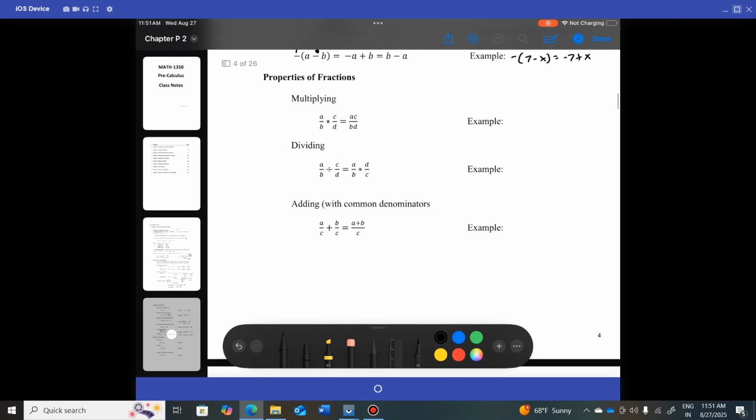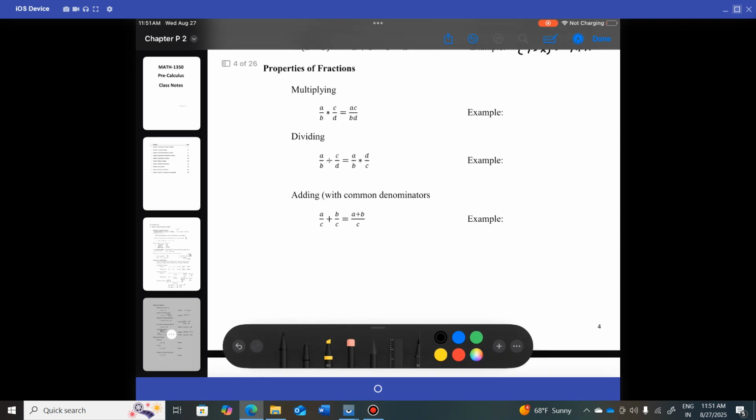All right, the next important thing is fractions. When we multiply fractions, we multiply the top and then we multiply the bottom. So a over b times c over d is a times c over b times d. So 2/3 times 4/5: 2 times 4 is 8, 3 times 5 is 15.